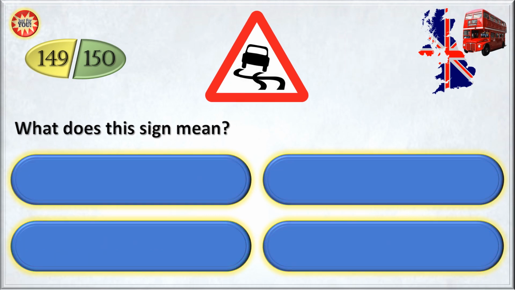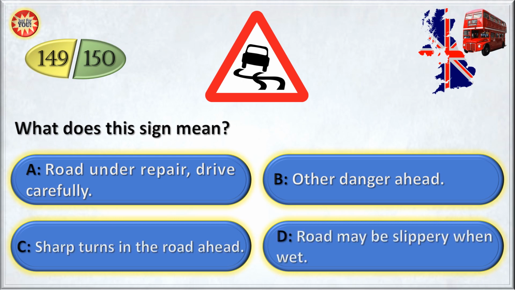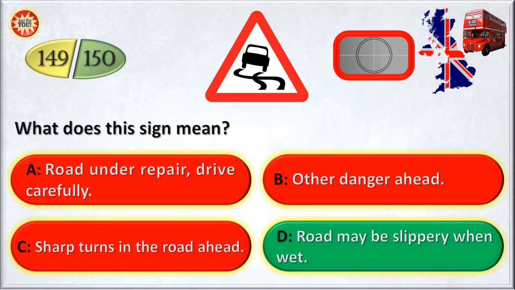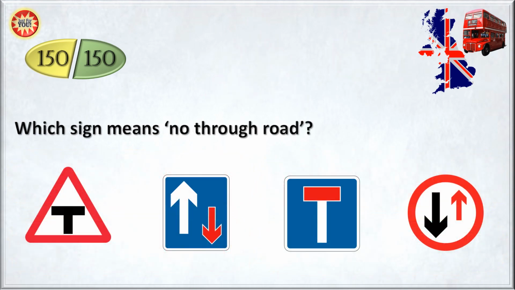What does this sign mean? Road under repair, drive carefully. Other danger ahead. Sharp turns in the road ahead. Road may be slippery when wet. Road may be slippery when wet. Which sign means no through road?